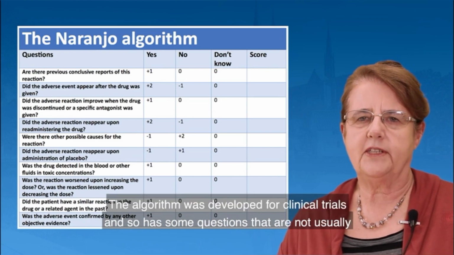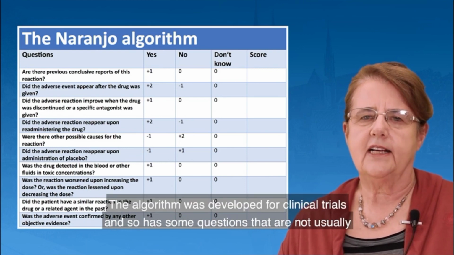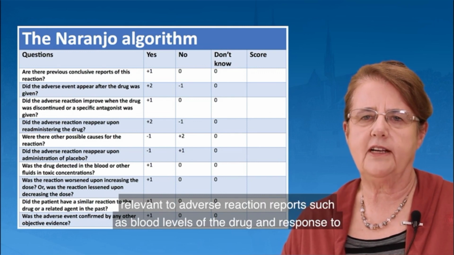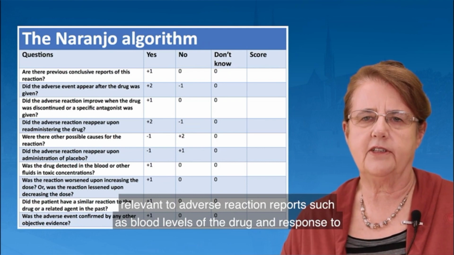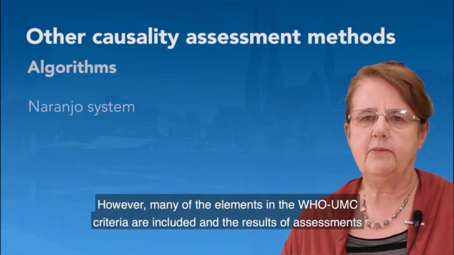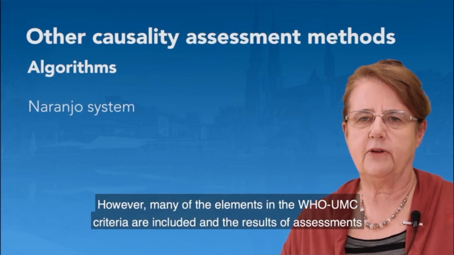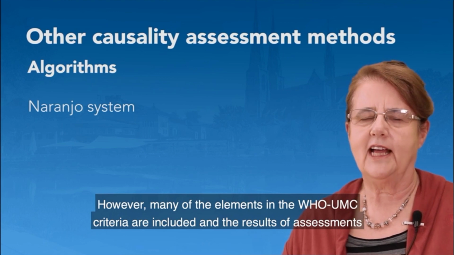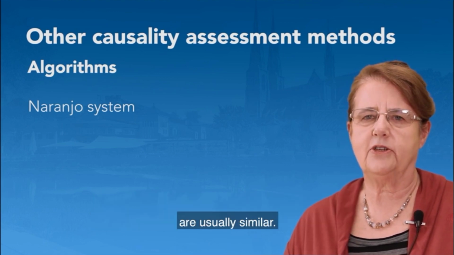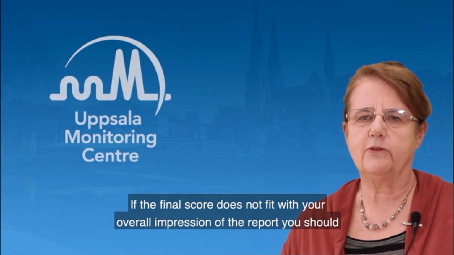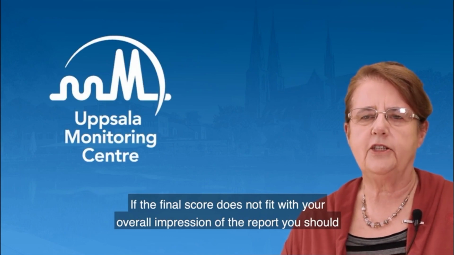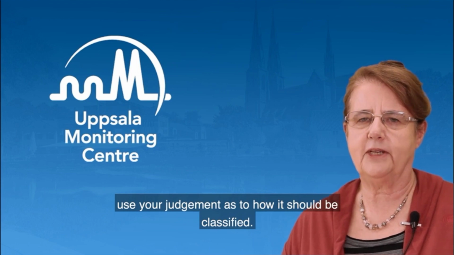The algorithm was developed for clinical trials, and so has some questions that are not usually relevant to adverse reaction reports, such as blood levels of the drug and response to placebo. However, many of the elements in the WHO-UMC criteria are included, and the results of assessments are usually similar. If the final score doesn't fit with your overall impression of the report, you should use your judgment as to how it should be classified.